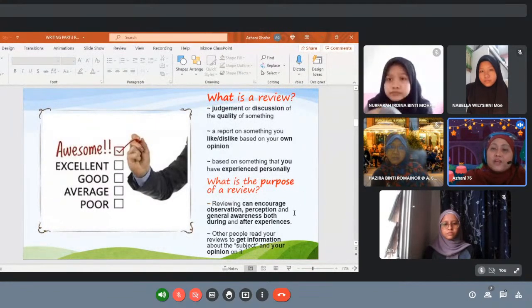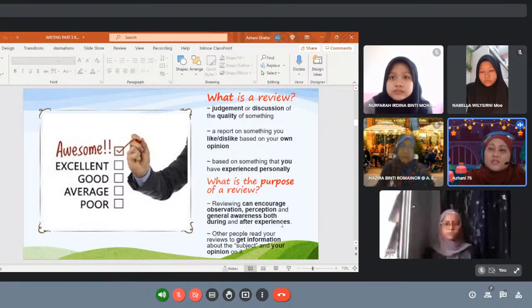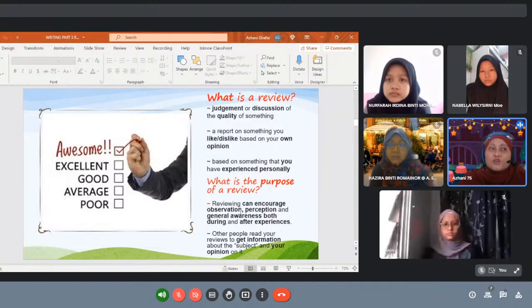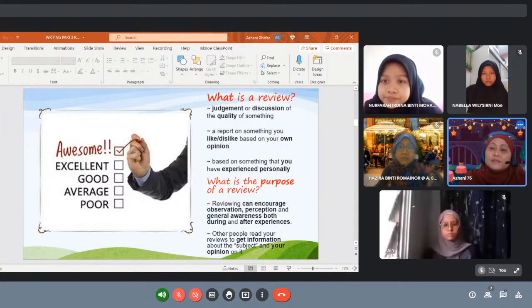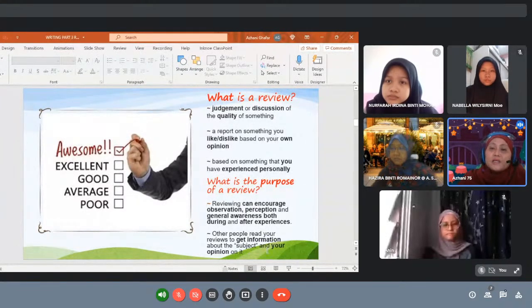Next, what is the purpose of a review? In other words, why do people write reviews? Reviewing can encourage observation, perception, and general awareness both during and after experiences. For example, when you write a review, it will motivate other people to have better observation, to look more carefully, have a personal perception and awareness of that subject. And the next one is other people read your reviews to get information about the subject and your opinion on it. People would be interested to read any information you have about the place, the food, the book, the movie, and so on. They want to know your view, your opinion.